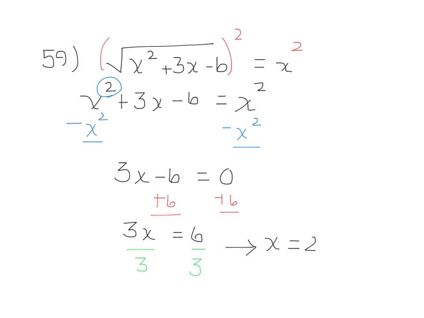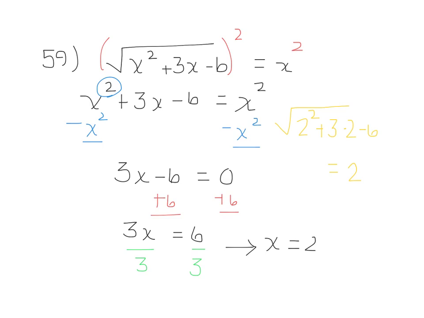But as always, we need to make sure in a radical equation that when we go back to the original equation and substitute 2 in for x, it works. So if I do so in this case, I'll have the square root of x squared, which would be 2 squared, plus 3 times x, which would be 3 times 2, minus 6. And that has to equal x, which in our case is 2.